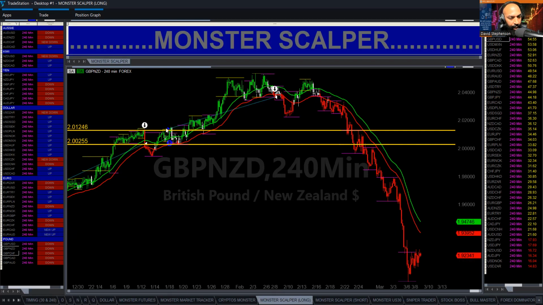Okay. Here is where the price broke resistance. And now who is in control when the price breaks resistance? The buyers. The buyers are in control. So we should be doing what? We should be buying. Very good. Okay. So we should be buying.